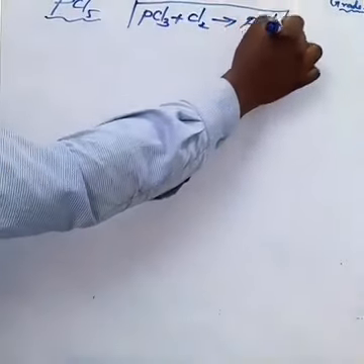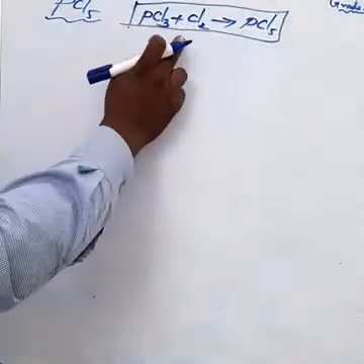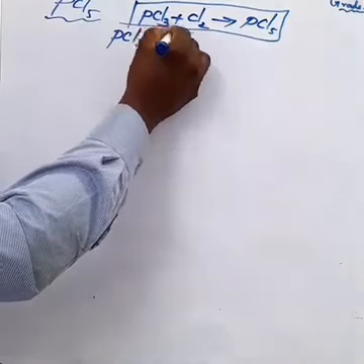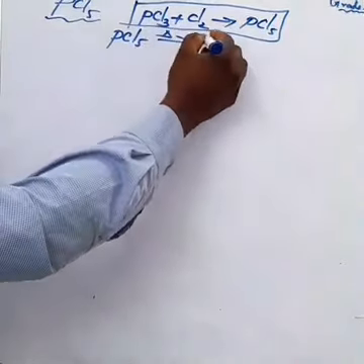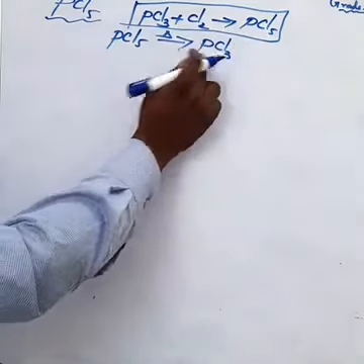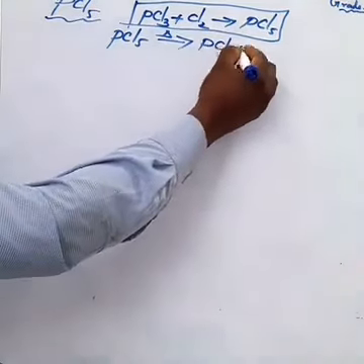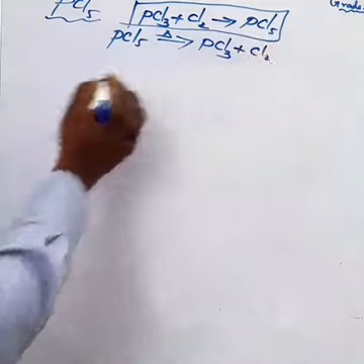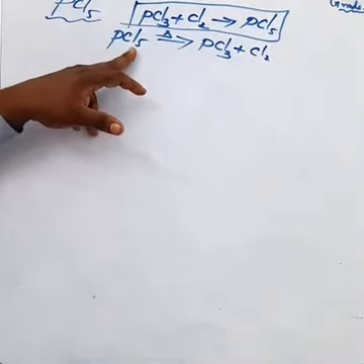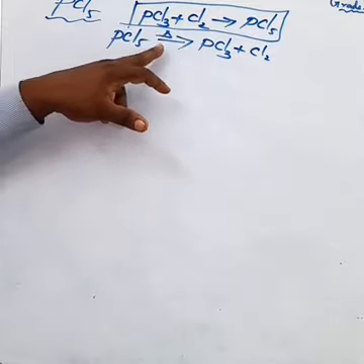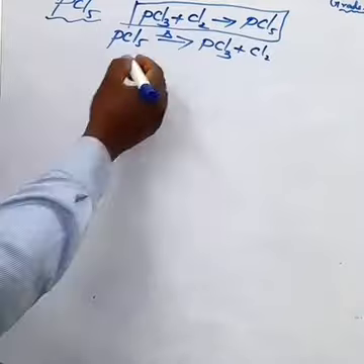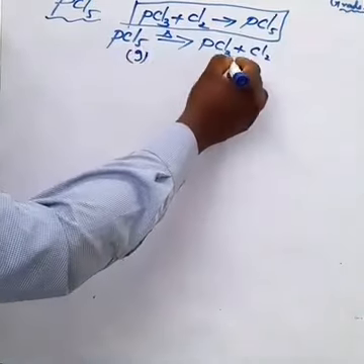Here, the phosphorus pentachloride undergoes decomposition on heating. We get phosphorus trichloride and also chlorine. We can write the equation: phosphorus pentachloride PCl5 gives PCl3 plus Cl2. These are all in the gaseous state.